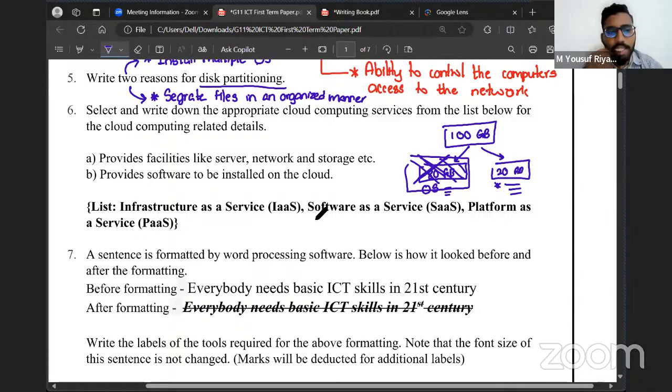Okay, select and write down the appropriate cloud computing service from the list below for the cloud computing related details. Wait, before I do this, have you all completed the second lesson in your school? Grade 11 second lesson. Have any of you completed the second lesson in your school?